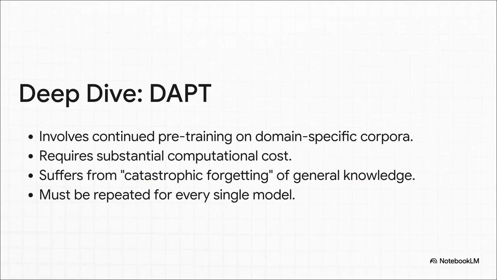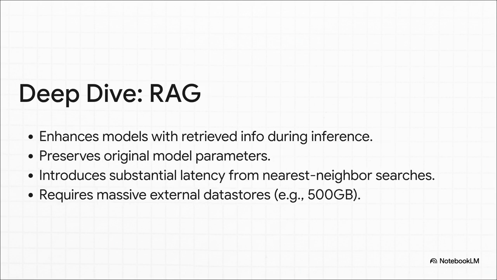Let's dig into DAPT for a second. You're literally retraining the model on a whole new data set. The cost for this is just huge. And even worse is this thing called catastrophic forgetting. The model gets really good at its new specialty, but it forgets how to do a lot of the basic stuff it knew before. Oh, and the real kicker? If you have a bunch of different size models, you have to go through this whole expensive process for every single one.